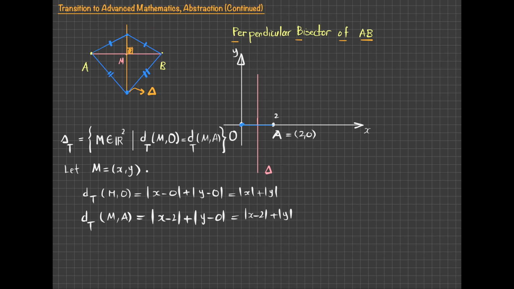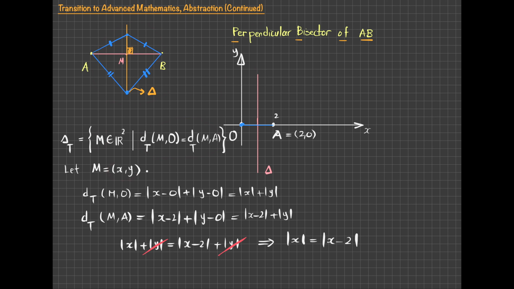So this means that |x| + |y| = |x - 2| + |y|. But then something interesting happens: these two absolute values of y cancel from both sides. And then what I can conclude is that the absolute value of x should be equal to the absolute value of x - 2.